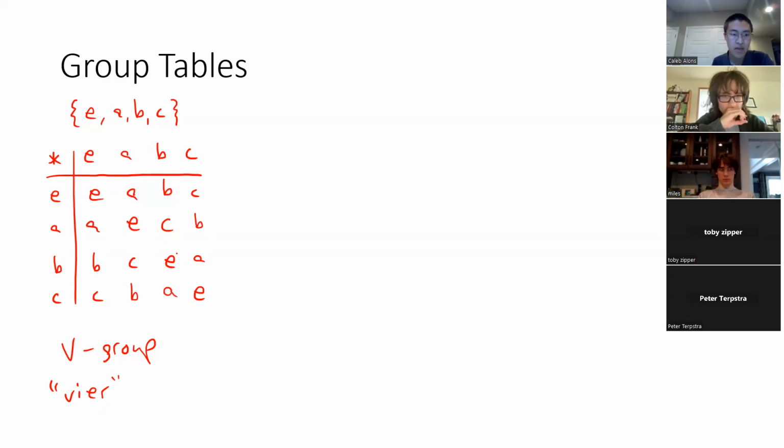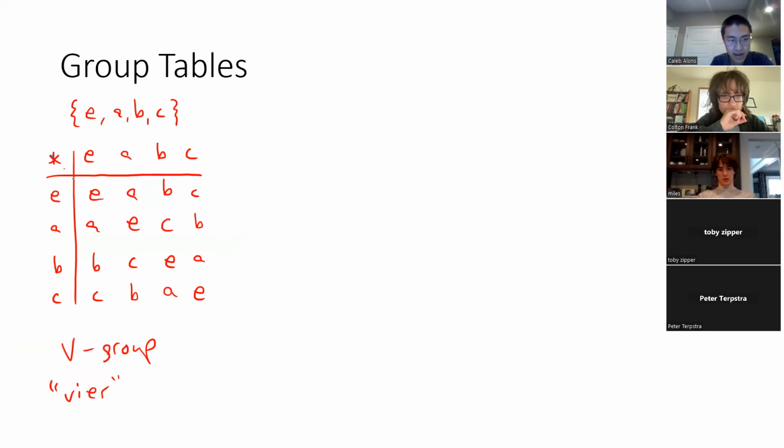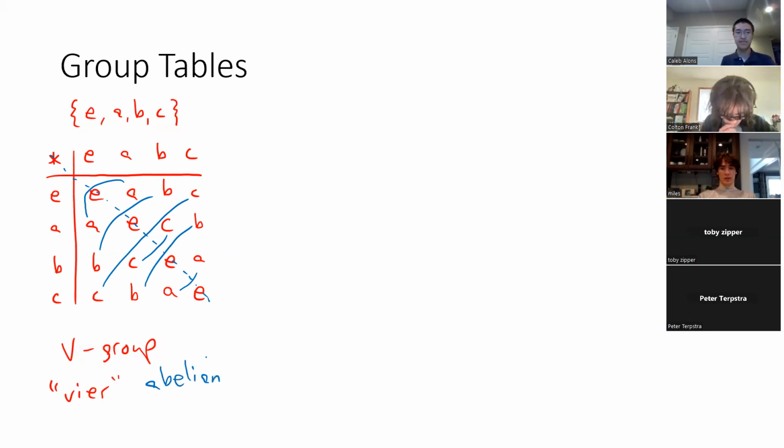Excellent. So if we take a look at this, let's see if this group is also abelian. I'm going to make that diagonal line through. Well, there's symmetry because that A goes to A, B goes to B, C goes to C, C also goes to C here, B goes to B, and A goes to A. So the 4 group is abelian. Make sense?